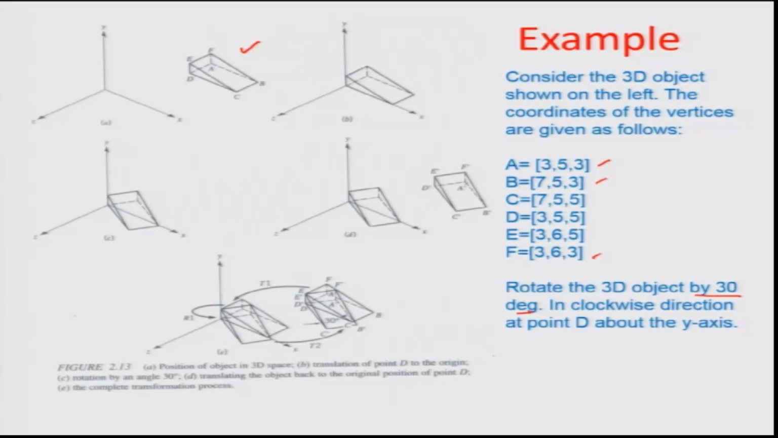So, the y coordinate does not change, and if we suppose we have the rotation around the point D about the y axis, we are talking about this side which is actually parallel to the y axis. So, we want to rotate this in space by 30 degrees and we want to find out the final transformed coordinates from A to F which describe this object, so that we can re-represent the whole object in space after rotation.